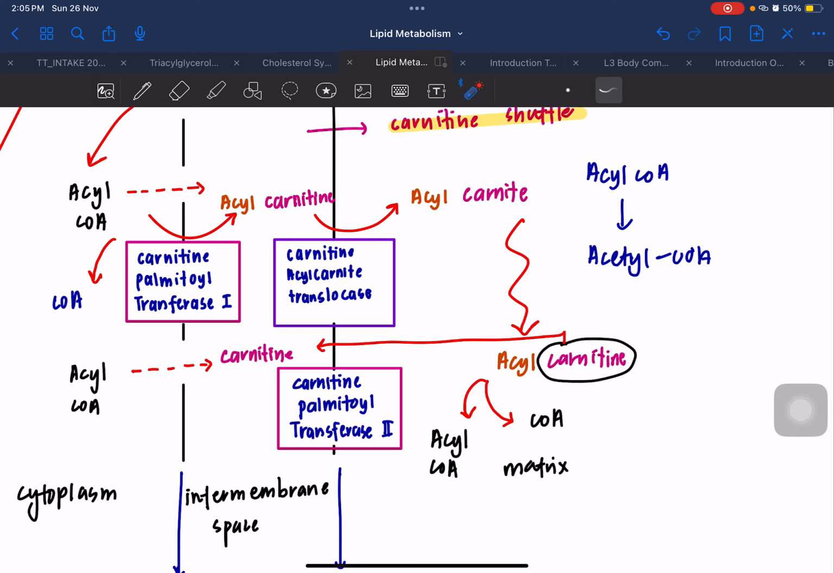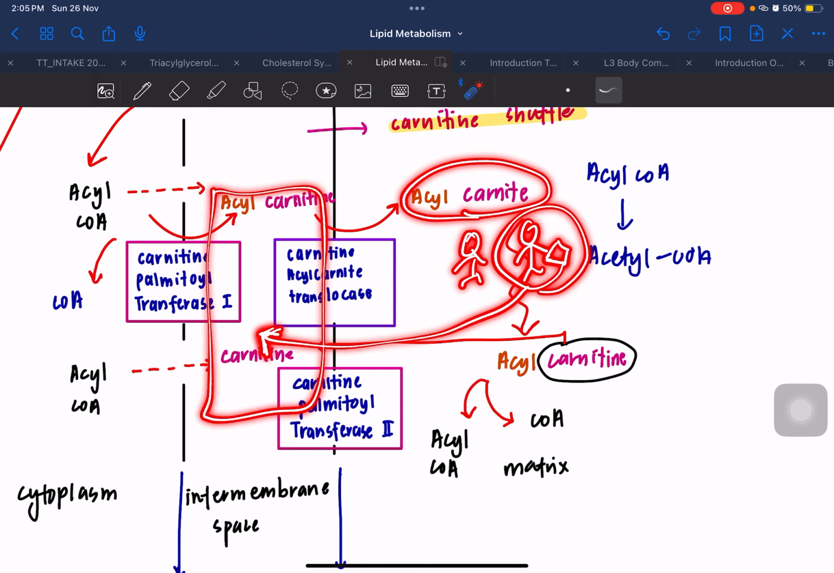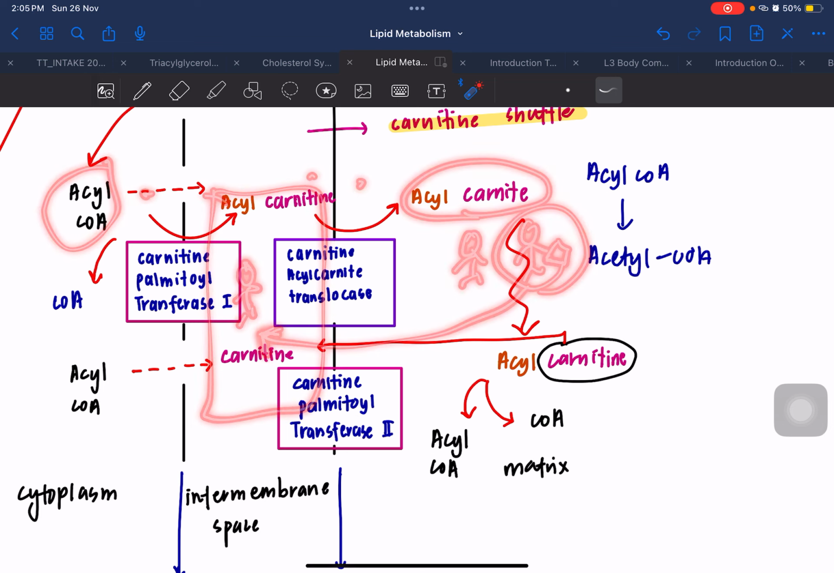So di sini kita ada carnitine translocase. Maksudnya from the acyl carnitine, dua orang tu tadi, Phil dengan si carnitine yang ada access card ni, dia perlu keluar dulu. Dia kena pergi ke intermembrane space. Dekat intermembrane space, andai kata ada acyl yang lain datang, dia akan tolong. Faham tak?